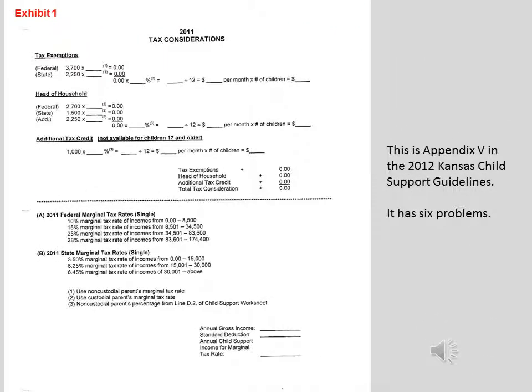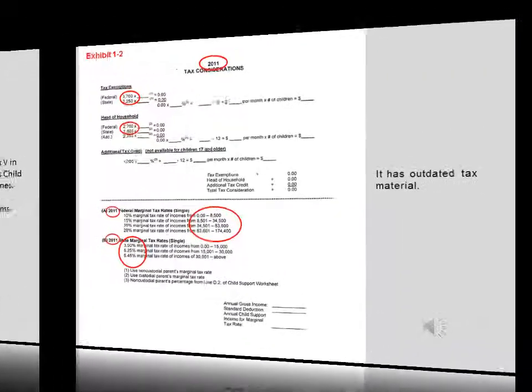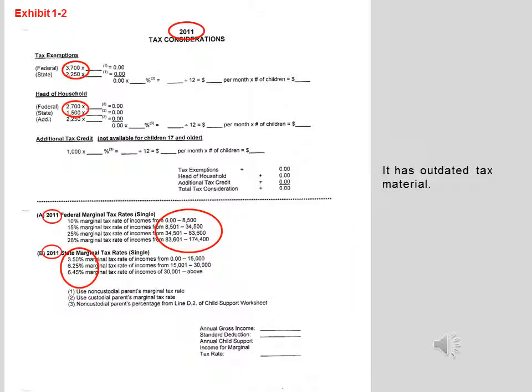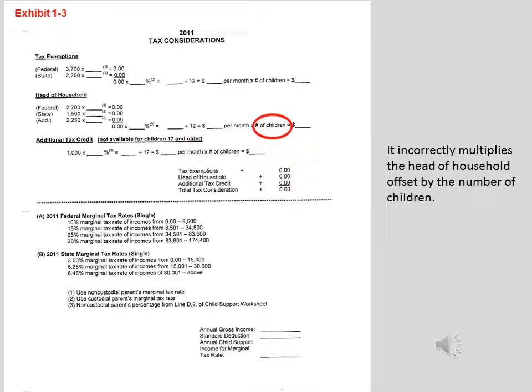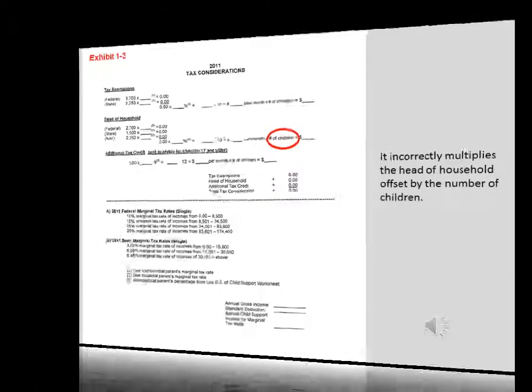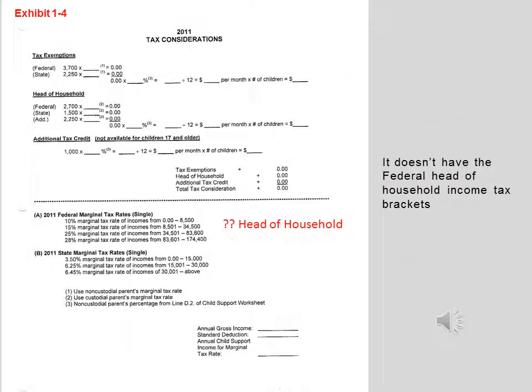This is Appendix 5 in the 2012 Kansas Child Support Guidelines. It has 6 problems. It has outdated tax material. It incorrectly multiplies the head of household offset by the number of children. It doesn't have the federal head of household income tax brackets.